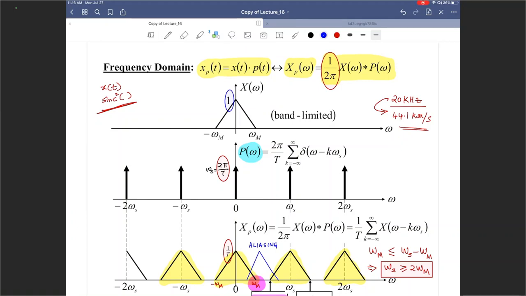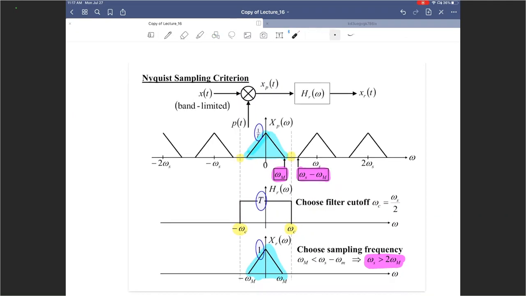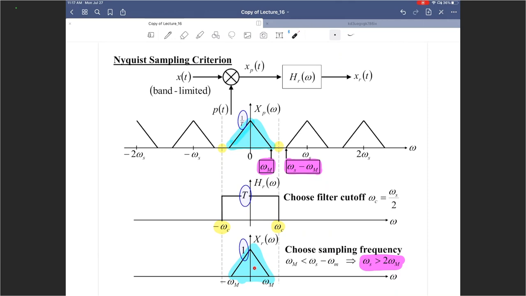So that's your reconstruction filter, right? That's your reconstruction. And if you match up all the things that we did, our reconstructed signal in the frequency domain looks exactly like the original signal in the frequency domain, which means that we have done things correctly. We have chosen the sampling rate correctly. We have reconstructed it correctly.